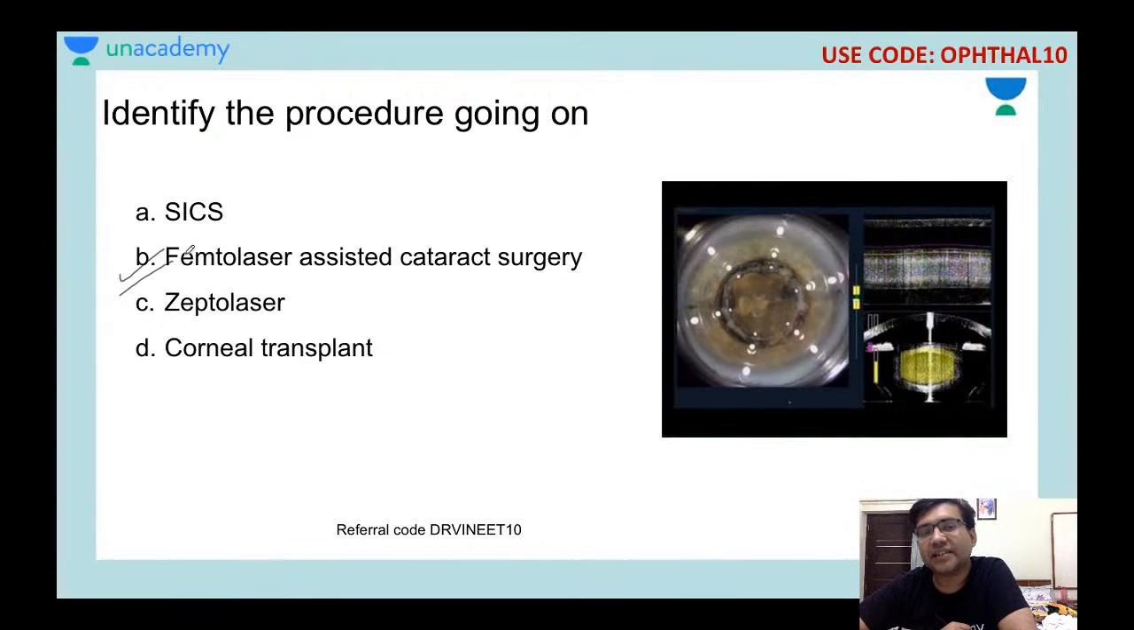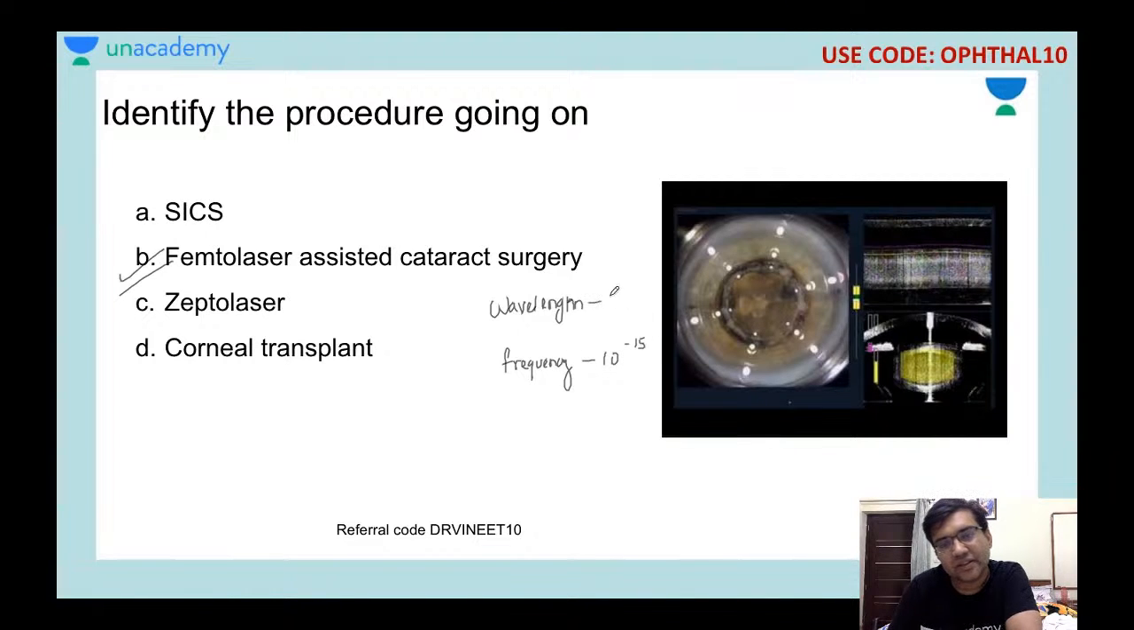Another question they asked regarding the femto laser is its wavelength. Can anyone tell me what is the wavelength of the femto laser and what is the frequency? Frequency is 10 raised to power minus 15. Wavelength is 1053 nanometer.